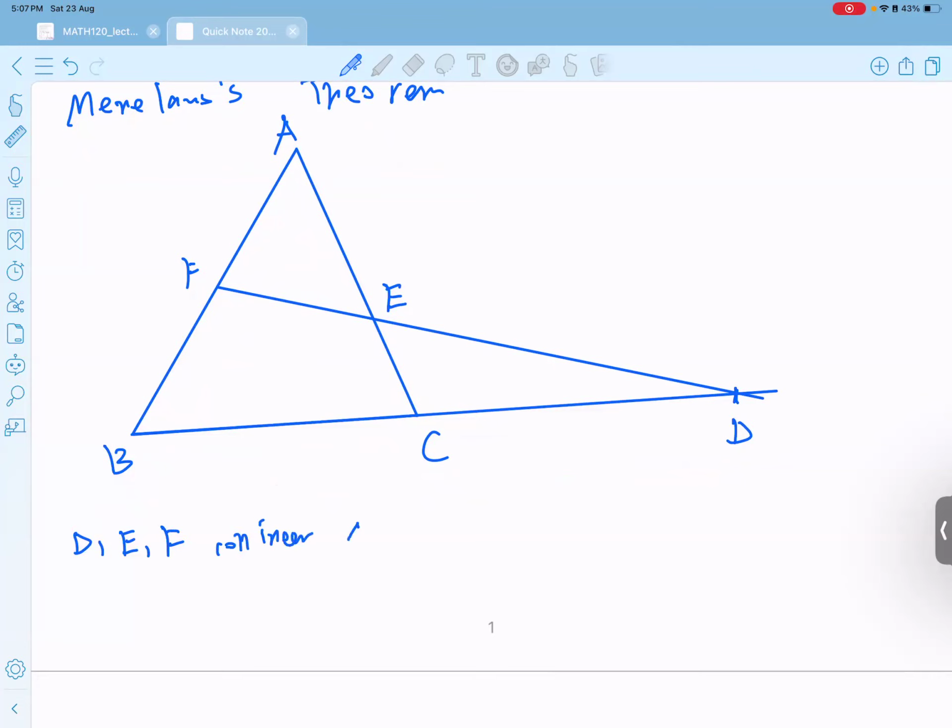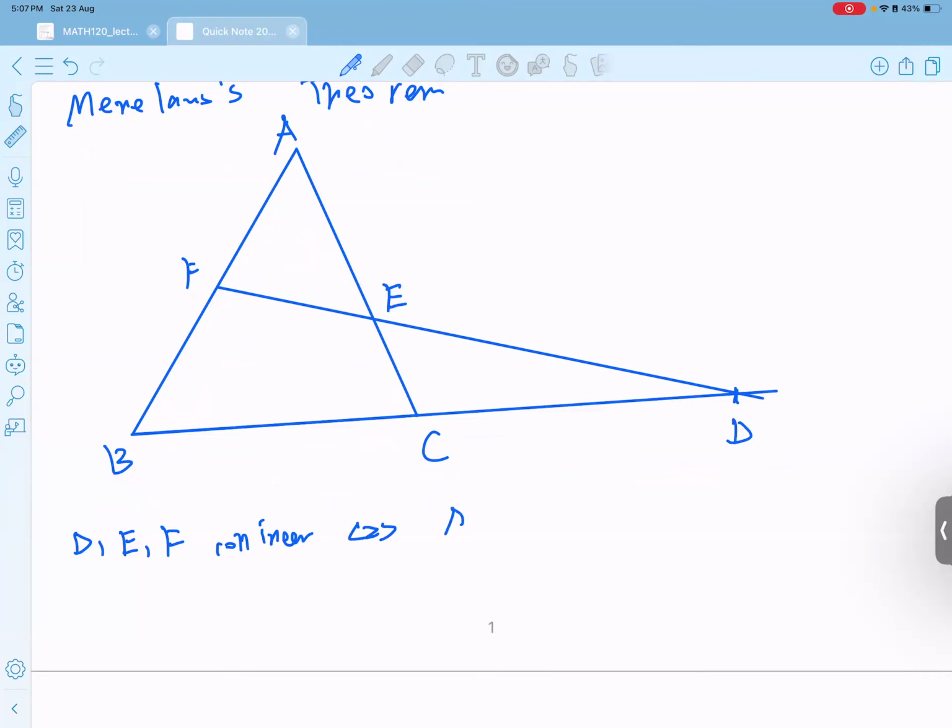if and only if we have BD over DC times CE over EA times AF over FB. So essentially you're going from BD, it's like another train sort of thing. So BD, go back to CD and then CE, AE, and AF, FB. You have to go to the longer side first and come back, sort of.